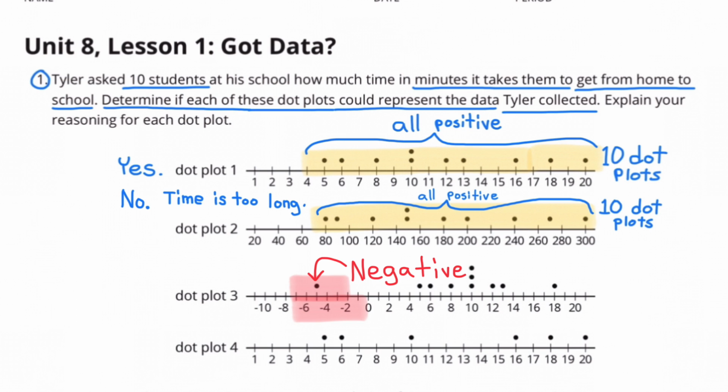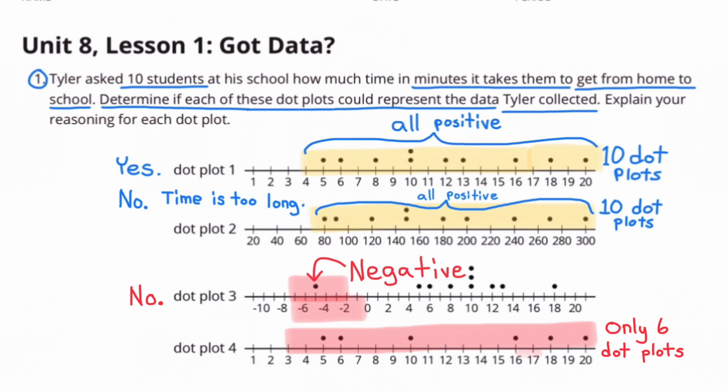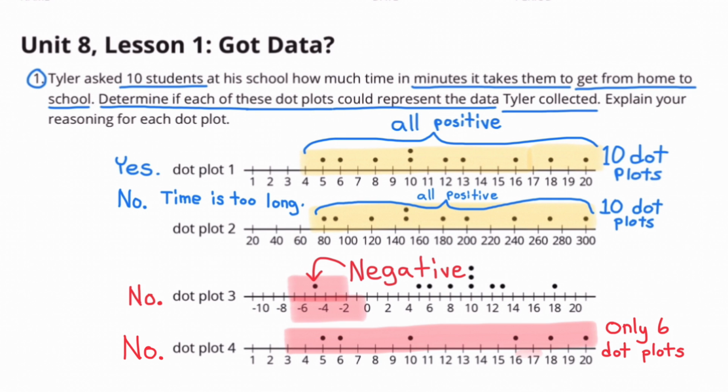Some of the data in dot plot number 3 is negative, so that would also be a no. It wouldn't represent the data Tyler collected. And dot plot number 4 only has 6 data points. No, that wouldn't represent the data Tyler collected.